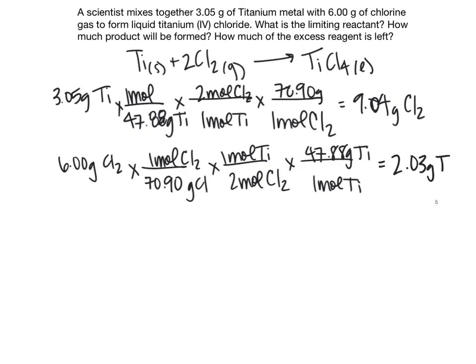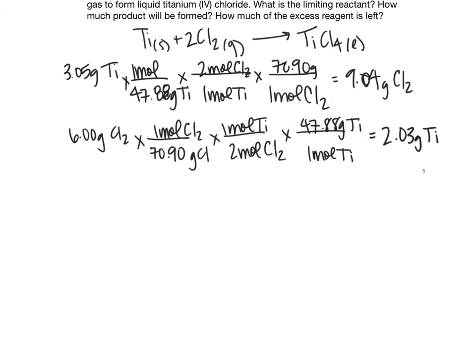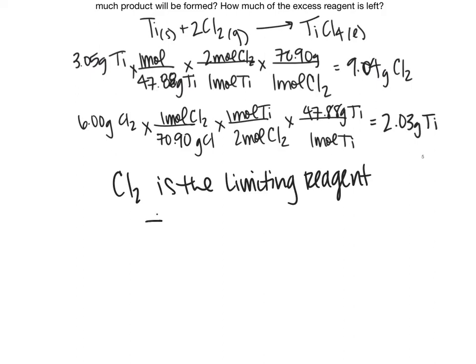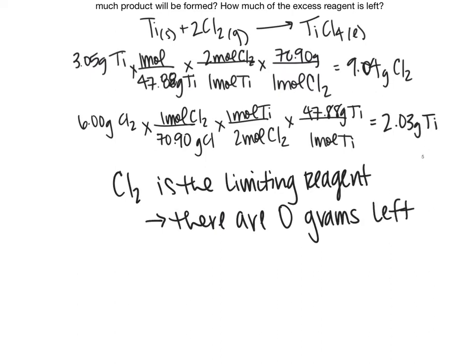And so that gives us 2.03 grams of titanium. So to use up all of the chlorine gas, which is our limiting reactant, we're going to need 2.03 grams of titanium. So chlorine gas is the limiting reagent. There are 0 grams left over. So the limiting reagent or the limiting reactant is all used up.